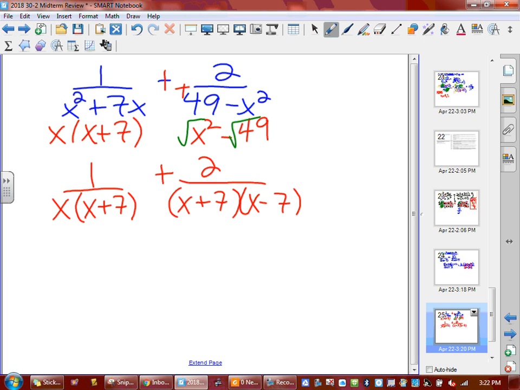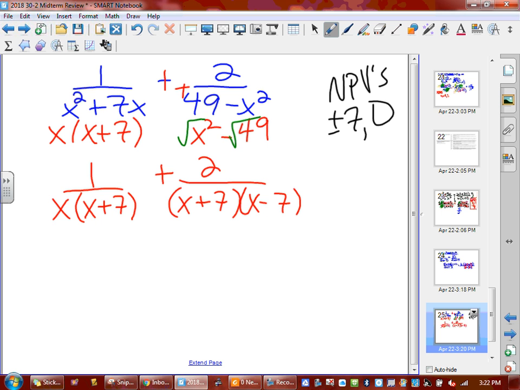But we've got to find our non-permissibles first. What would the non-permissibles be for this question? Plus or minus 7, and on the far left, 0. So NPVs: plus or minus 7 and 0. Okay. Now, what would our common denominator be?